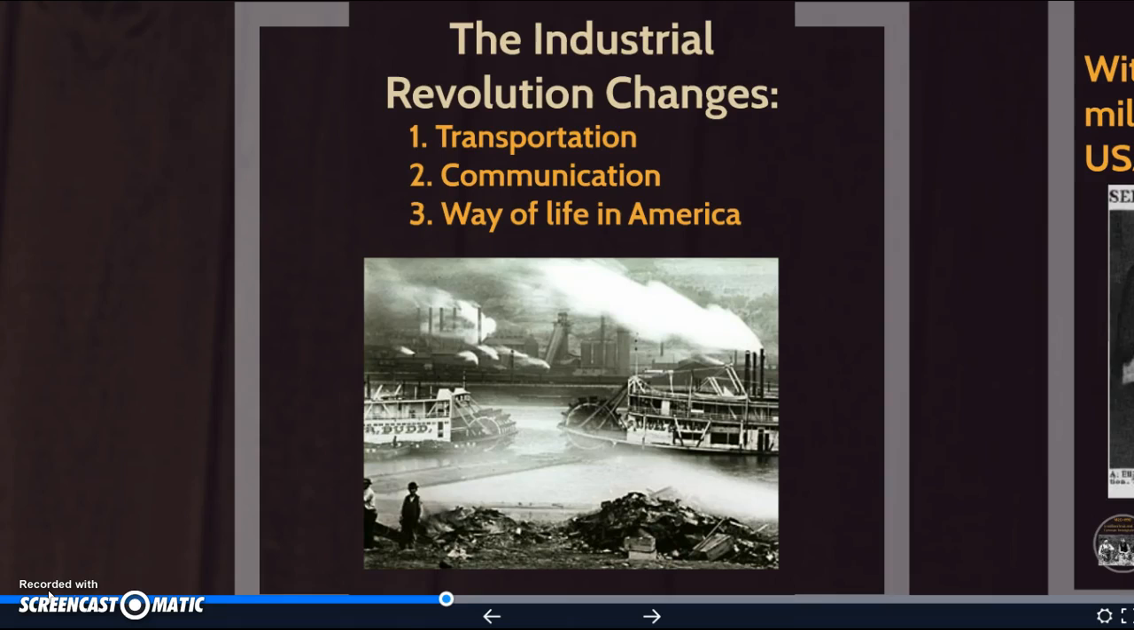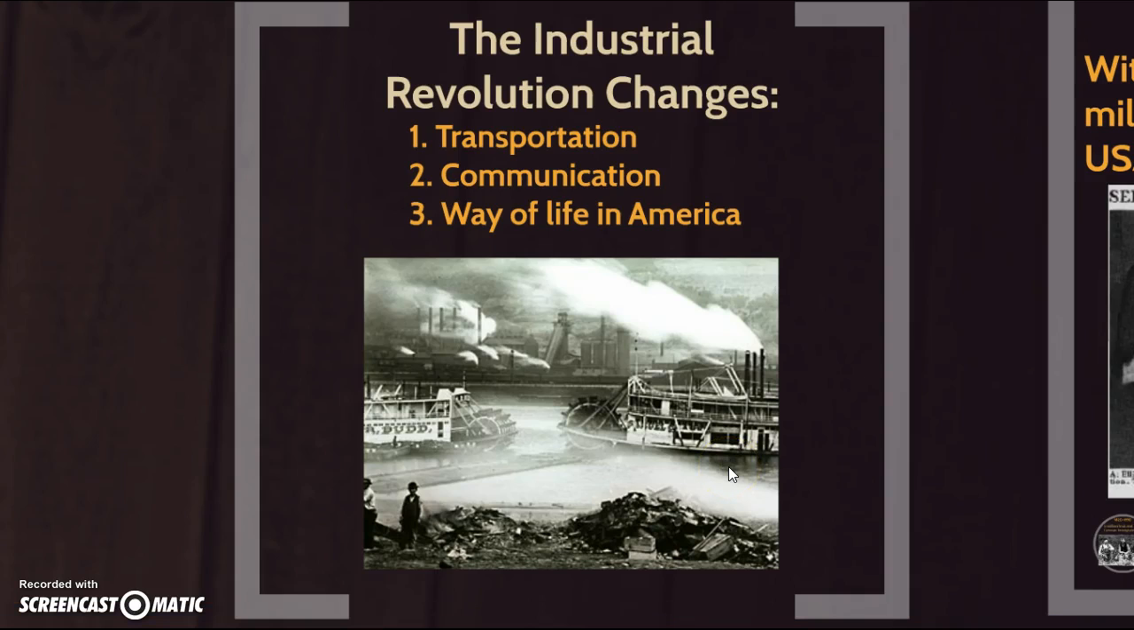Some examples for each category. The big ones for transportation are going to be the steamboat, which you can see in this picture, and the railroad, which we'll get into in a minute. Communication is going to change because people are going to be able to talk to each other faster through mainly the use of the telegraph, but we'll also talk a little bit about the Pony Express.